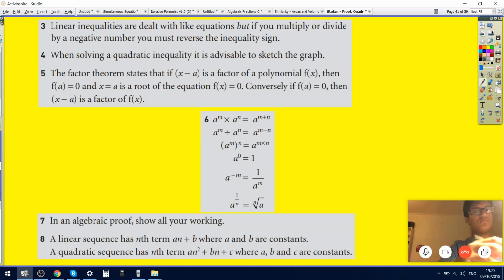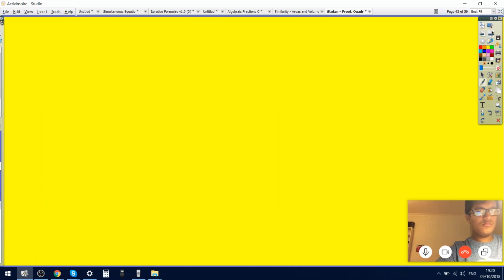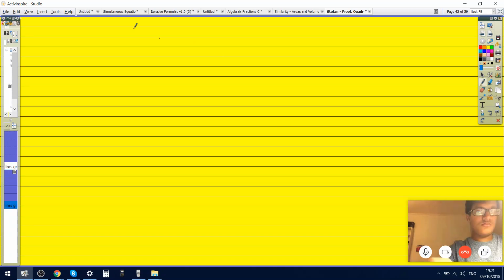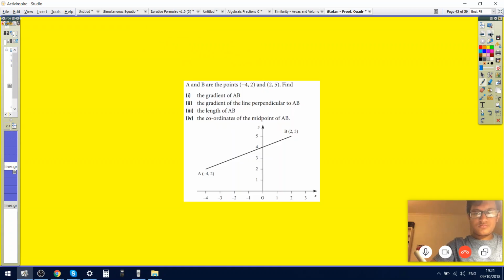Factor theorem, we went through. Index rules, we went through. Show all your working and prove. And then a linear sequence is an plus b, and a quadratic sequence is an squared plus bn plus c. Okay, so that's algebra for further maths. X, a half, or tick? I think that's a tick, yeah. Okay, and so that's the first 4 chapters.